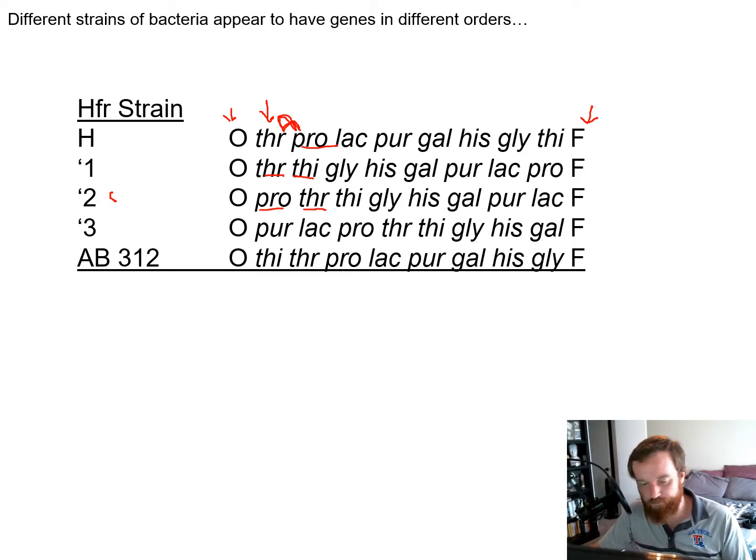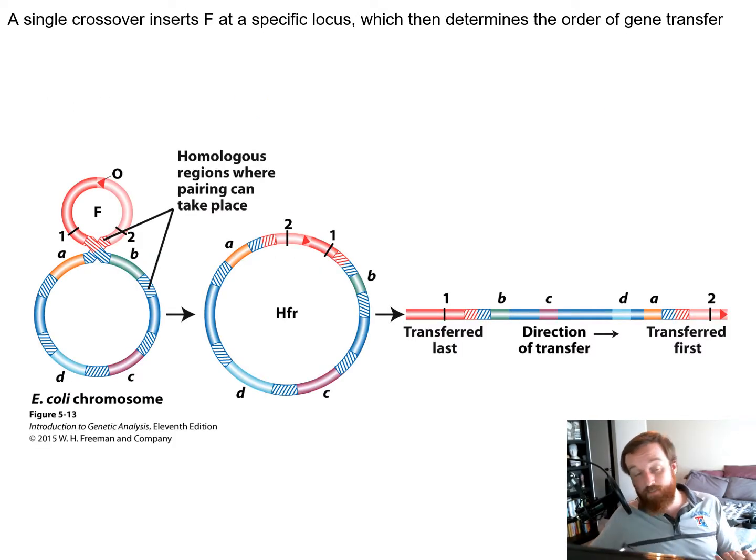What we came to find out is that the F factors will insert at a specific locus, and it doesn't matter; they can insert forward or reverse, so their origin, or where they're facing, can change depending on the insertion event. They can really insert at a whole bunch of different locations throughout the host chromosome. And thus, where you insert will determine the order of the genes being transferred.